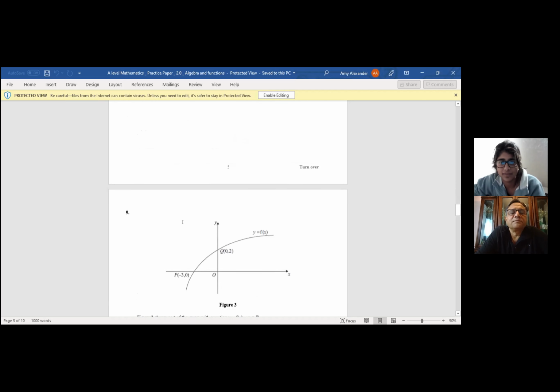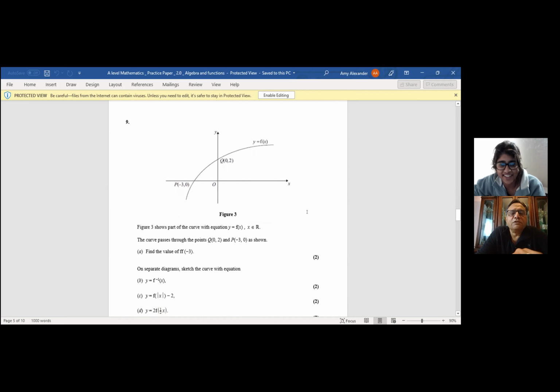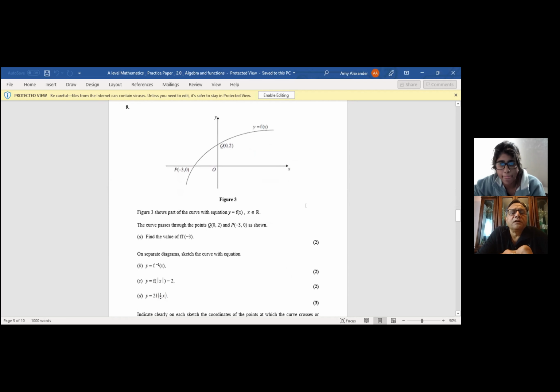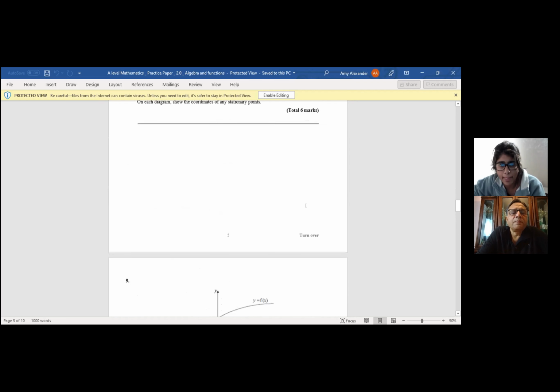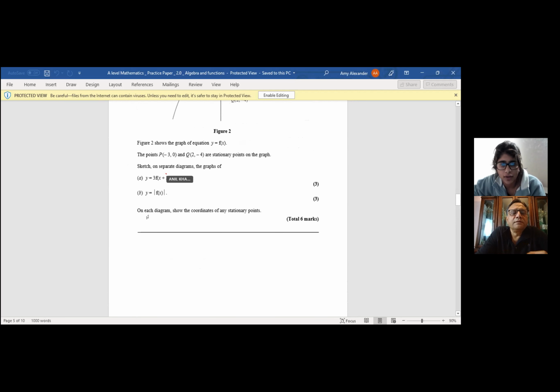6 marks. They're quite generous. There was something like a stationary point, the last statement. Can you please read that statement? Oh, on each diagram, show the coordinates of any stationary points. Yeah. So we did. So I think that's what you did. Yeah. So the P and the Q. Okay.